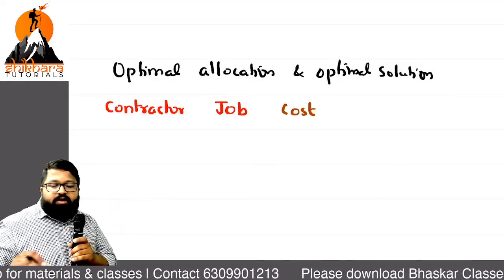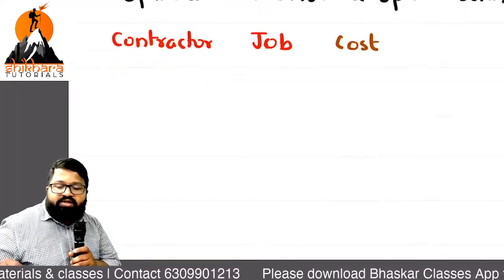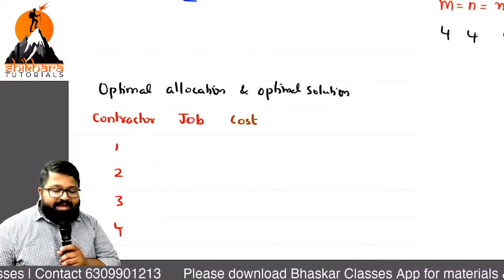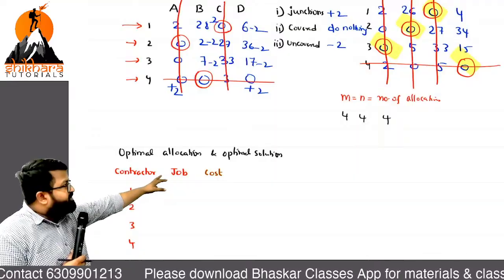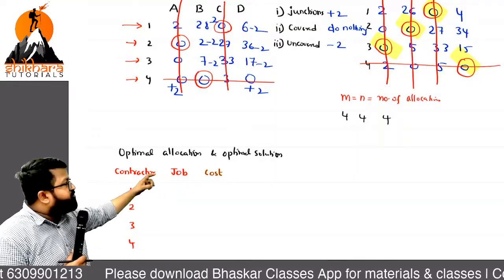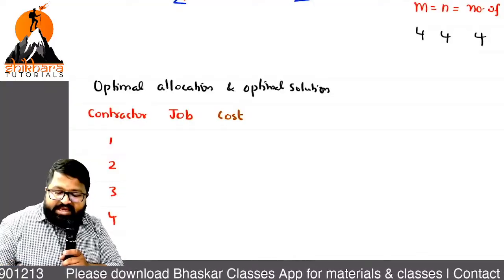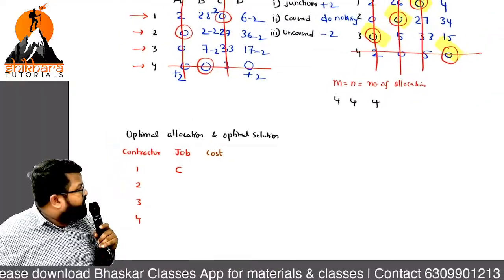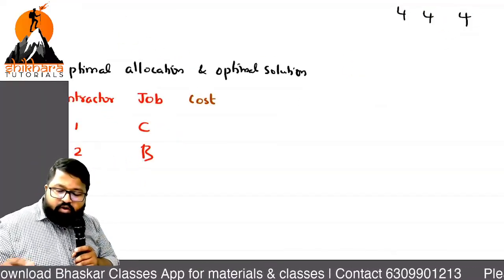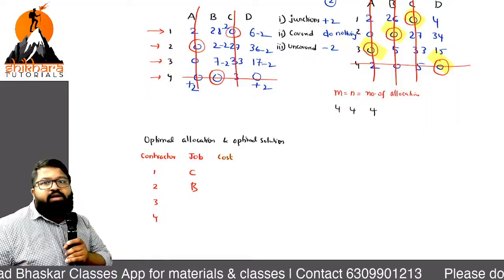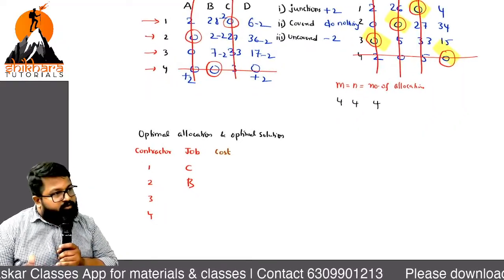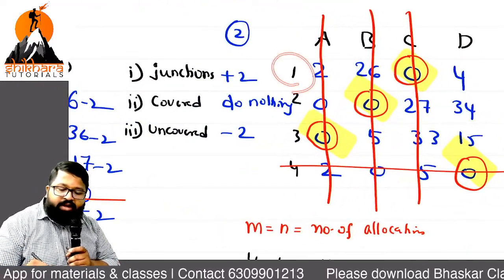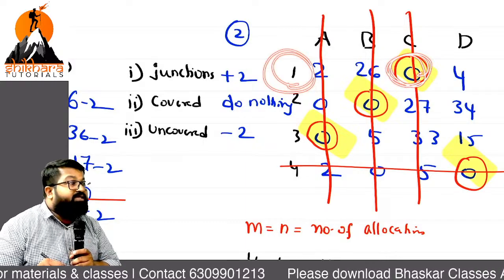The heading must be that. So can you tell the contractors' names? What are the contractors there? 1, 2, 3, 4. Sir, by seeing the scenario, for contractor 1, which job is given? Job C is given. For contractor 2, what is the job given? B. For contractor 3, what is the job given? Sir, how are you getting that? See. For contractor 1, the 0 we marked is the job given.